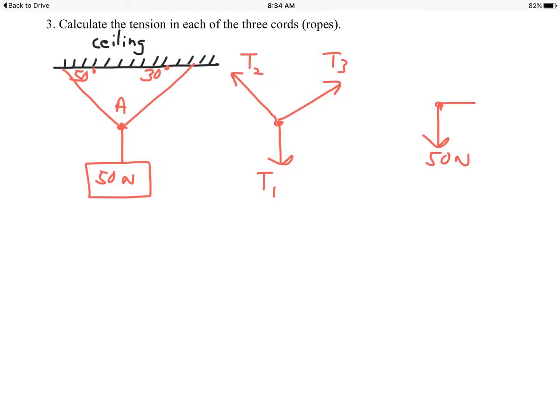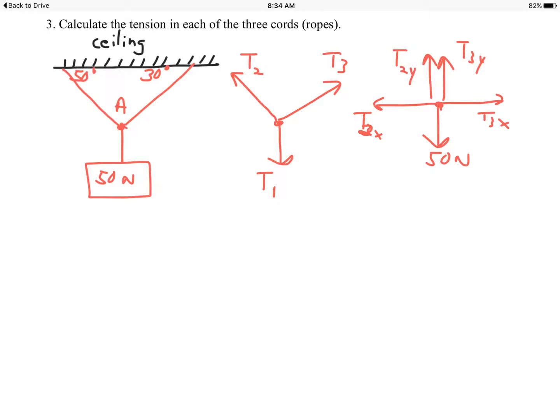And then we have T3x and T3y. And then we have T2, which is pulling to the left on that point. Sorry, it's T2x. That's T2x, and T2y.